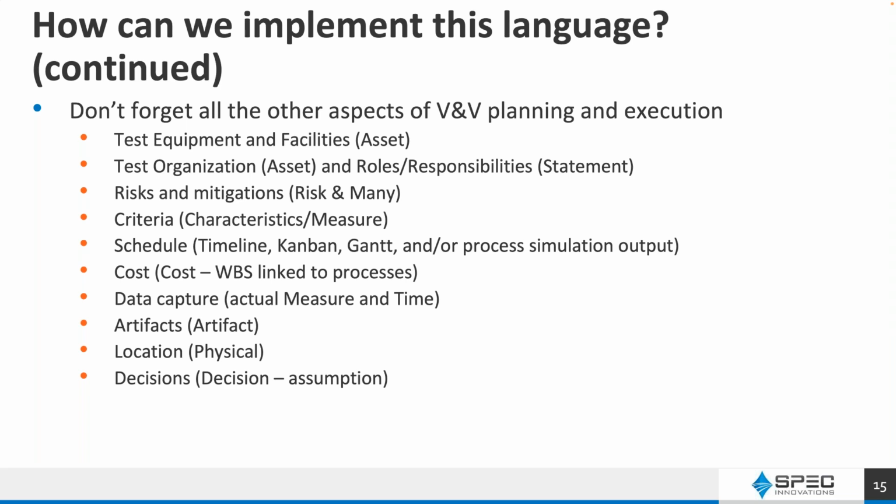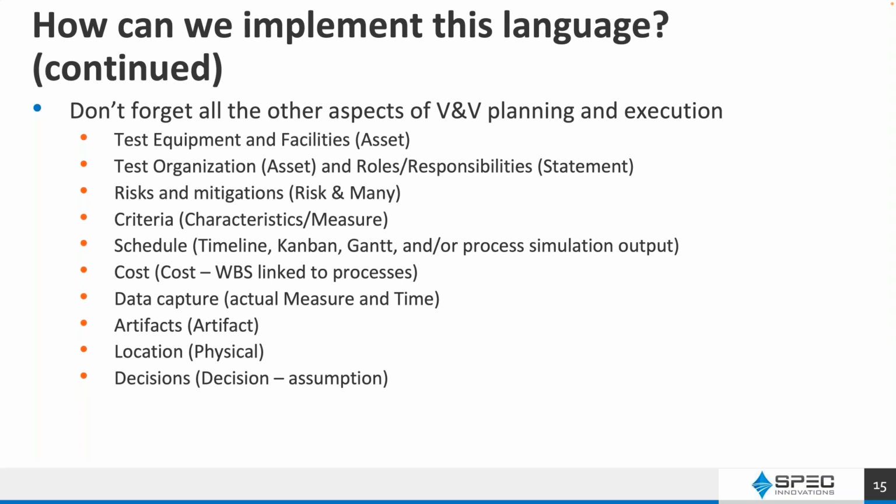Location, okay, that's important. Where is it physically located? Where are the things physically located that I'm testing? I might want to be able to track that. That might become very important to a lot of my decision making. And of course, the decisions themselves. There's a place where you can capture all the assumptions and things like that in the decisions entity. So you can see all these different things fit into verification and validation.